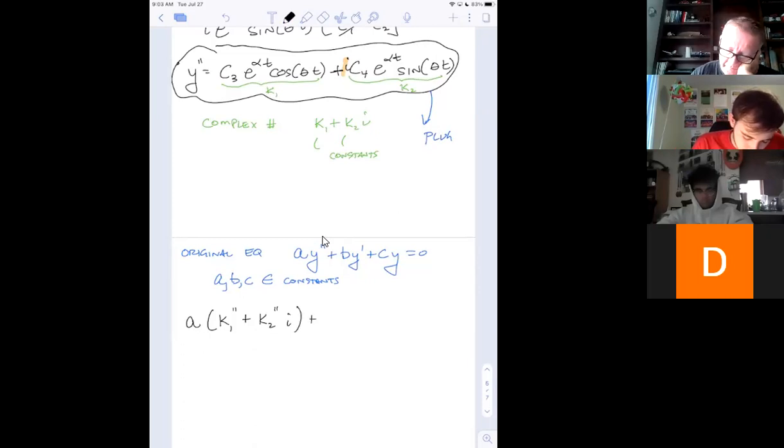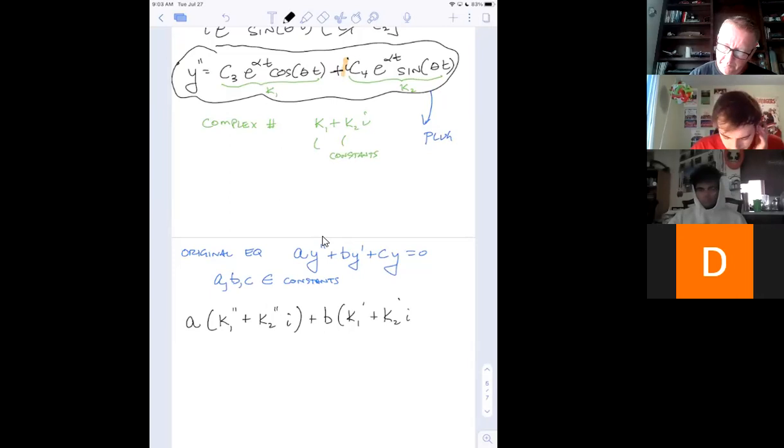Can you just then treat the I like a constant? Yeah, I'm just going to treat the I like it's an X, like it's a letter. And then wouldn't I have to do the same thing with the first derivative? Take the first derivative of K1 and the first derivative of K2, but then there's an I that comes along for the ride. And then plus C, but then I just put the function in itself without a derivative. So it's K1 plus K2 with an I, no derivative, and that all has to equal 0, right?